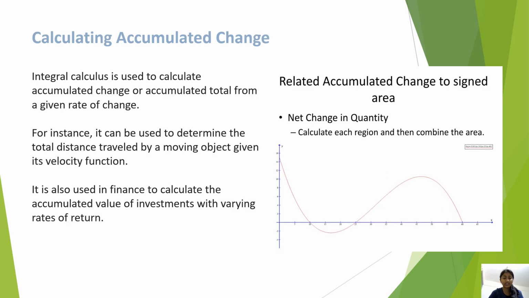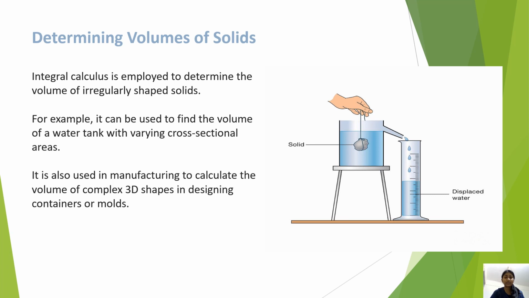Calculating accumulated change. Integral calculus is used to calculate accumulated change or accumulated total from a given rate of change. For instance, it can be used to determine the total distance traveled by a moving object given its velocity. It can also be used in finance to calculate the accumulated value of investments with varying rates of return. Relating accumulated change to signed area: net change. Calculate each region and then combine the areas, wherein you can see the change and the signed area.